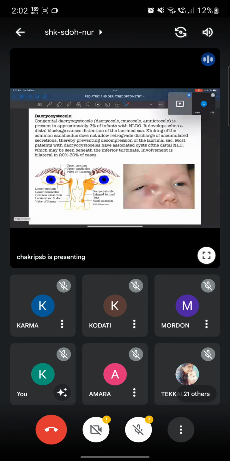And next is dacryocystitis. This region is swelling due to infection or blockage at the nasolacrimal duct region. So here, because of that blockage of the nasolacrimal duct, this is one type of condition we say dacryocystitis.